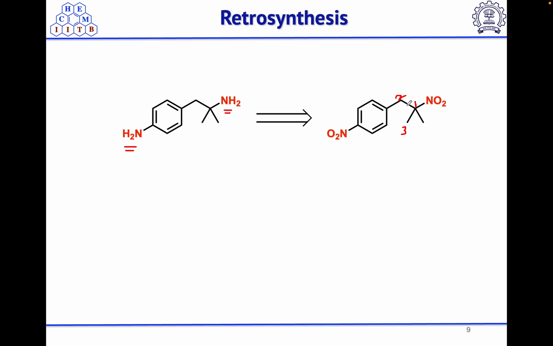If we think about this CC disconnection, definitely alpha to nitro is the nucleophile. Alpha to nitro we can easily generate that carbanion. Now either carbon number 2 or carbon number 3 should have some electrophilic character. So which one will be the better electrophile? This is the benzyl electrophile, and this is the methyl electrophile. So which one will be the better electrophile? The answer is already ready. You can easily tell.